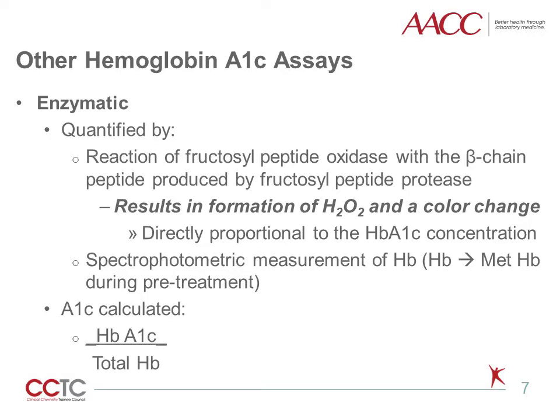This methodology is advantageous as it is high throughput and can be incorporated onto an automated analyzer. However, similar to immunoassays, utilization of both an enzymatic method and a spectrophotometric method to generate a final hemoglobin A1c percentage will decrease the precision of the assay.